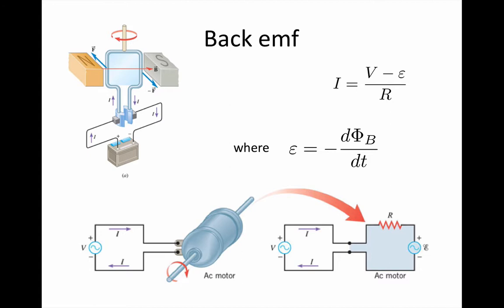We can then use Ohm's law, but instead of having simply the supply voltage, we have to subtract the value of the back EMF. The thing to note is that the size of the back EMF depends on the rate of turn of the coil. So it's zero when a motor starts, but then it increases gradually as the motor speeds up.